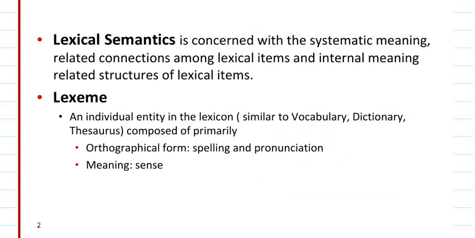For the study of lexical semantics, the lexeme must be composed of an orthographic form and a meaning. So what is an orthographic form? It is the way in which a word is expressed. The word may be expressed in two ways: the way in which we write the word, that is the spelling, and the way in which we pronounce the word. And the meaning is the actual meaning of the word.